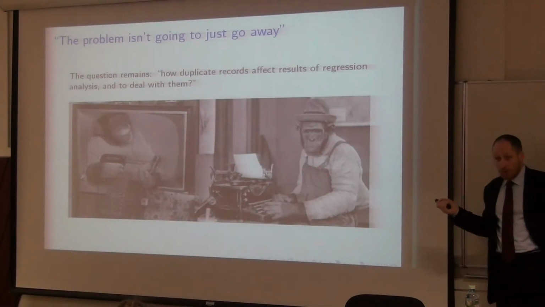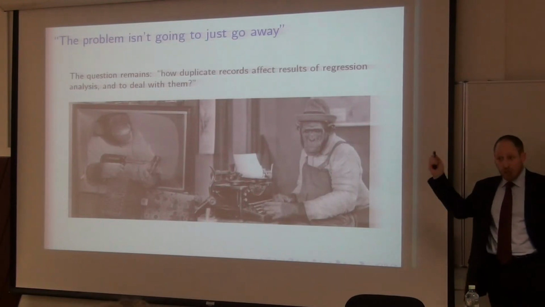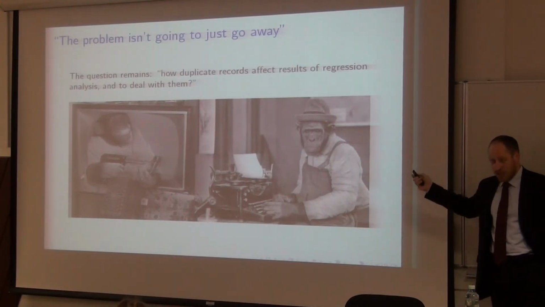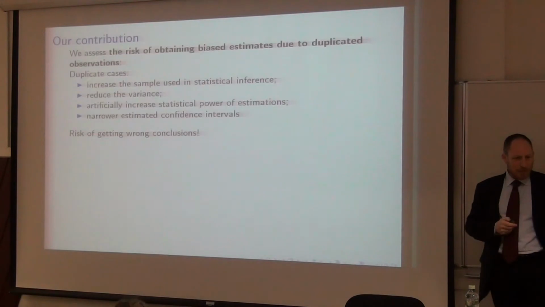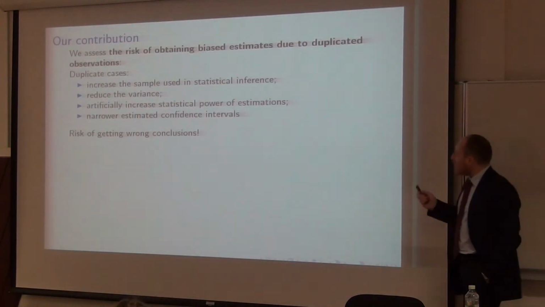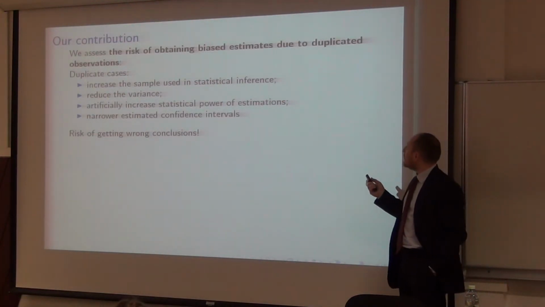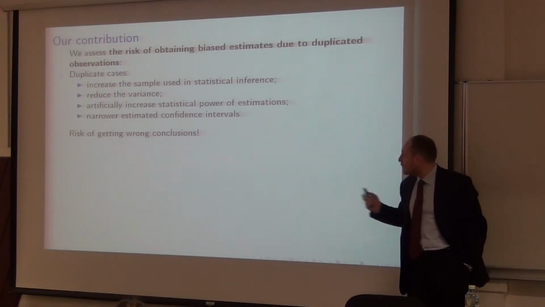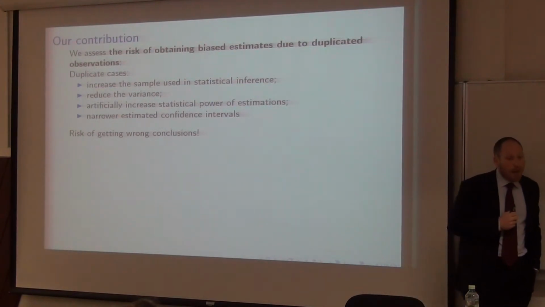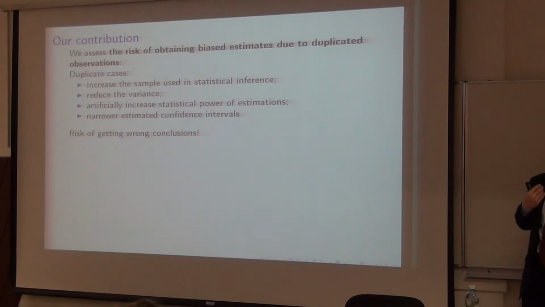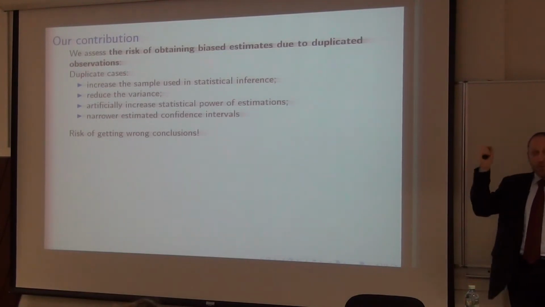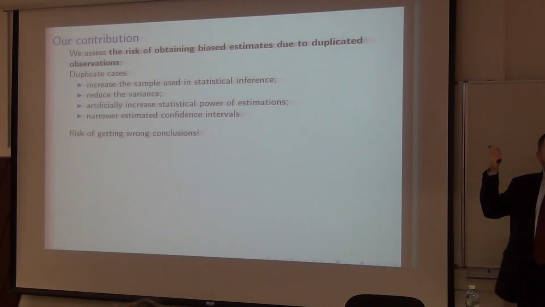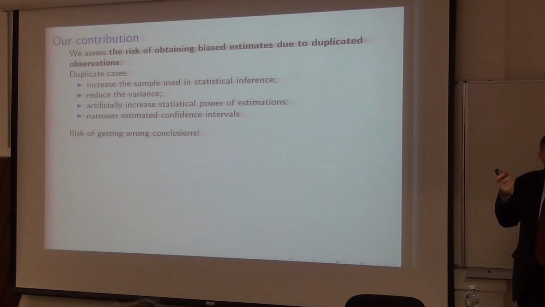So we set up to work on this issue. We decided this is a relevant question, let's address it. How do we do that? Well, we assess the risk of obtaining biased estimates due to duplicated observations. We expect that duplicated records affect our estimates, falsifying our conclusions.